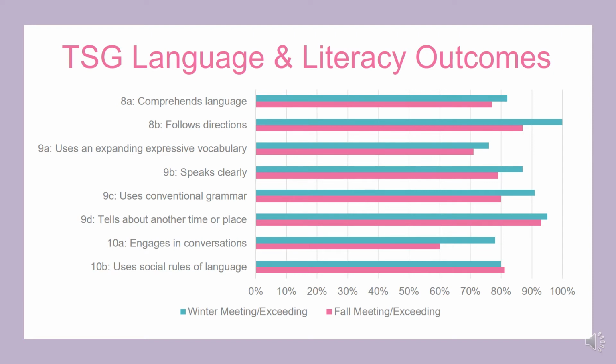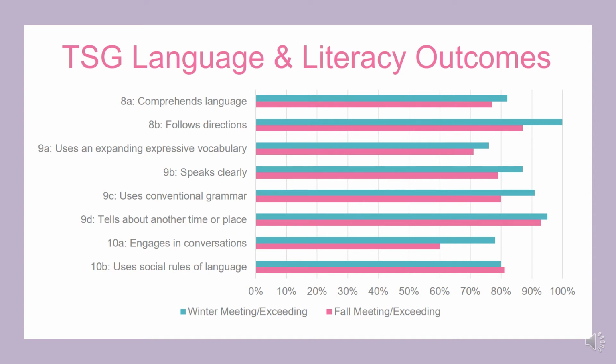You can see here that for the most part, when we get down to our individual objectives, we're seeing growth. The one exception is 10B, uses social rules of language. It looks like there's a little bit of a gap there where children were doing a bit better in the fall. It's a very small difference, but it's certainly something that when you pull this information for your classroom, take a look and see what that looks like for your classroom.